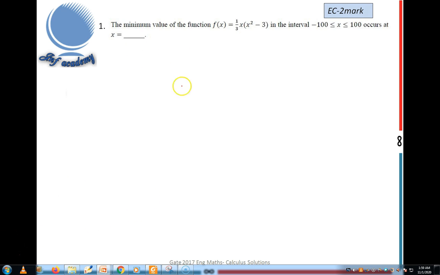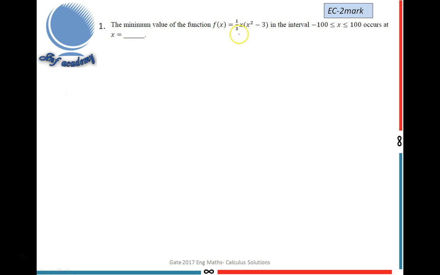Now let's move on to the problem. The minimum value of the function f of x is given in the interval minus 100 less than or equal to x less than or equal to 100. It occurs at x equal to what value? This question is from the EC department. It has 2 marks. First I find the critical points, so I solve the equation f dash of x equal to 0.